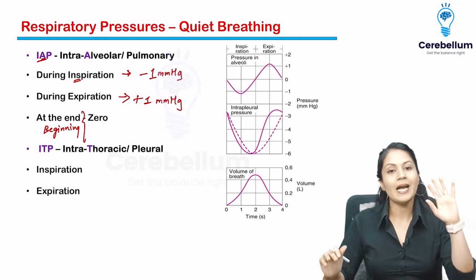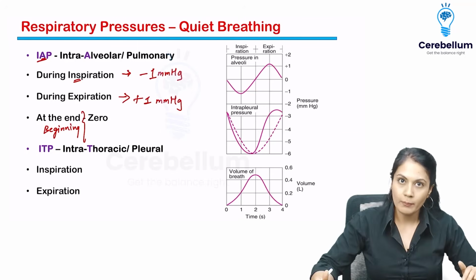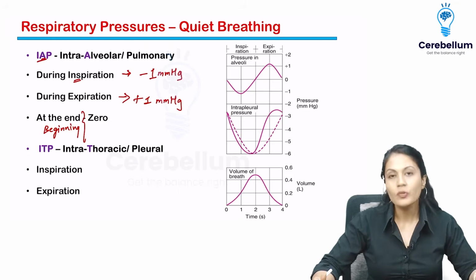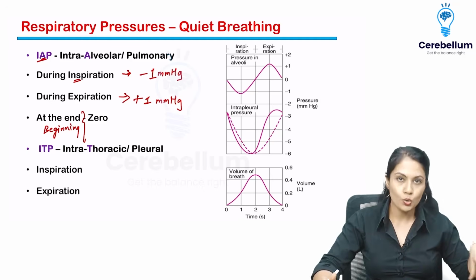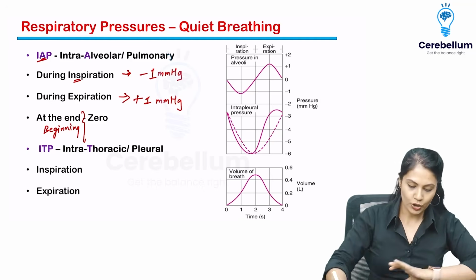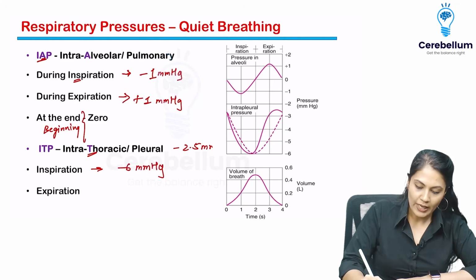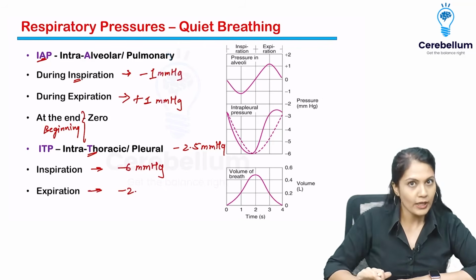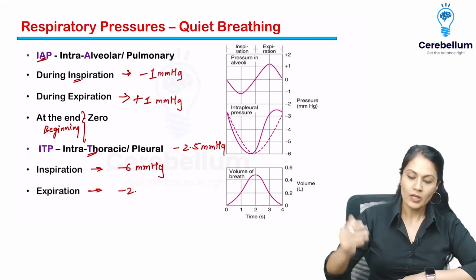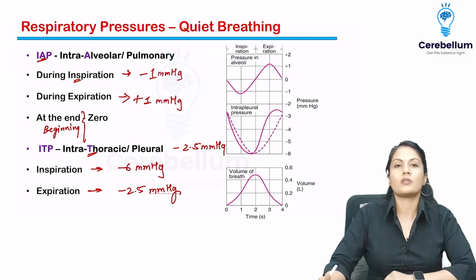Now, coming to the ITP, ITP is a closed system because both of the pleura are merged with each other at the level of the hilum. So they act as a thermos where they can have any pressure. Please remember, usually it is negative pressure. During inspiration, it goes more negative, that is -6 mmHg. Normally it is -2.5 mmHg, and during inspiration it goes to more negativity, same as intra-alveolar pressure, and during expiration it goes back towards -2.5.